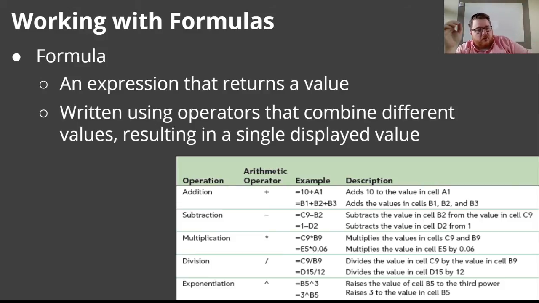A formula is an expression that returns a value. Obviously, 2 plus 2 equals 4. That is a formula. And then, of course, it can get more complicated than that. It is written using operators that combine different values, resulting in a single displayed value. And so that means you write a formula using the plus sign, the minus sign, the multiplication sign, the division sign, the exponent sign, the parentheses, and it follows the order of operations, and that's really important to remember.